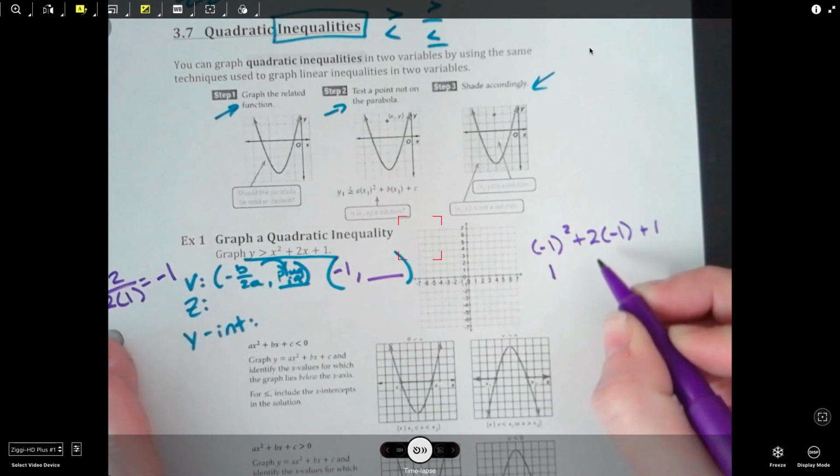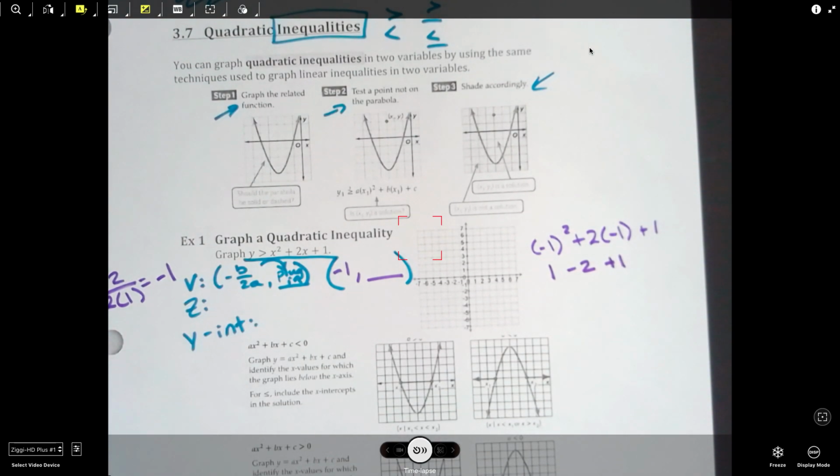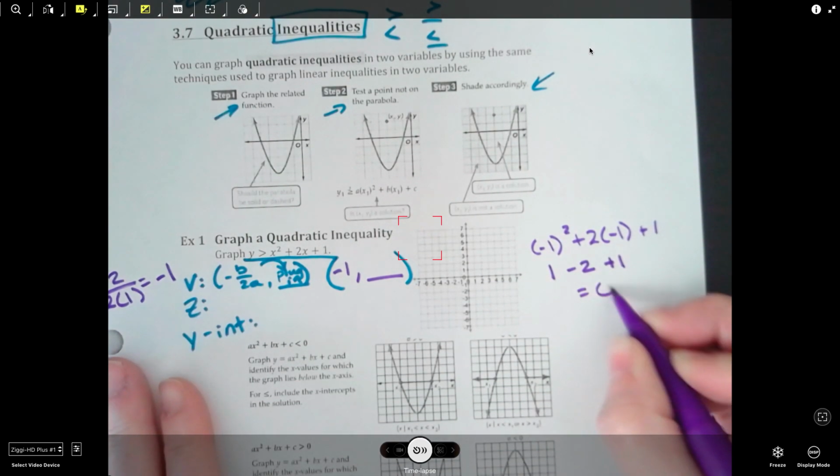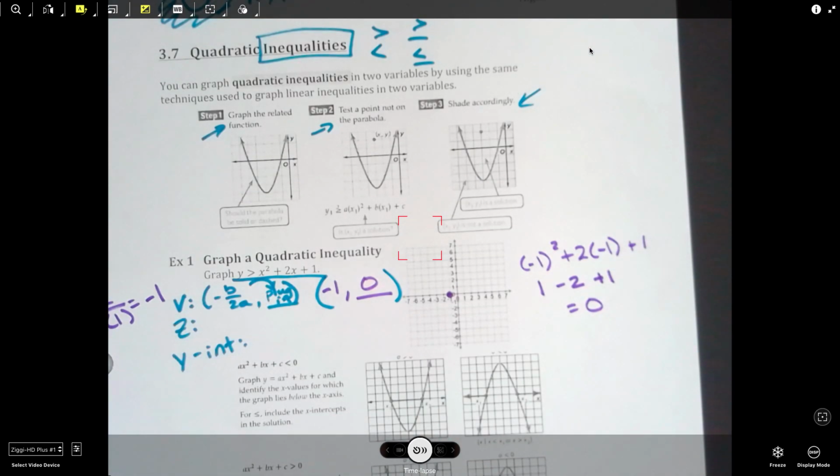2 times negative 1 plus 1. So what's the answer? 0. So my vertex is at negative 1, 0. Uh-oh. That's a little bit of a problem because my zeros is the next thing that I'm doing, but I already found my zeros.